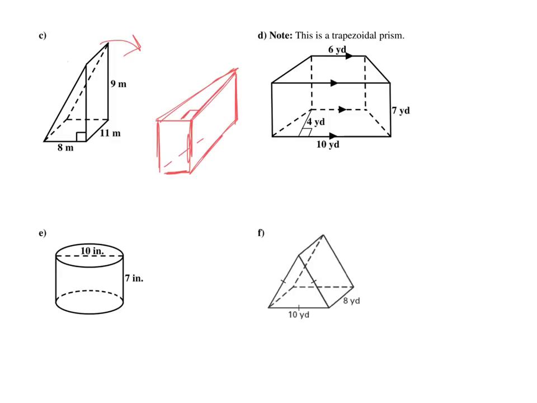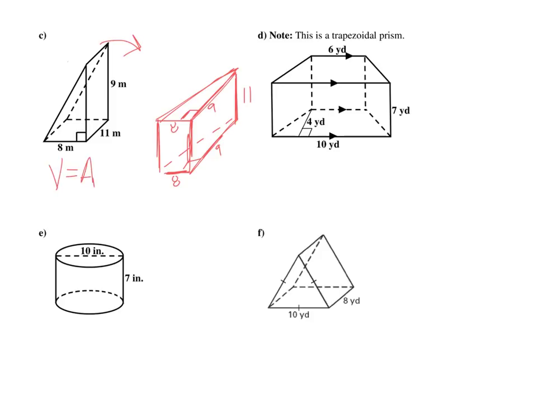All right, there's my right angle too. All right, so the height is 11. All right, and I know that this length here is 9. Okay, and this is 8. Okay, so now let's figure out the volume.